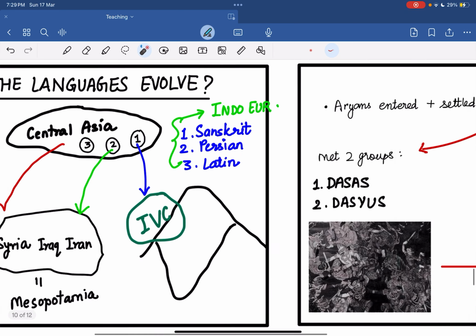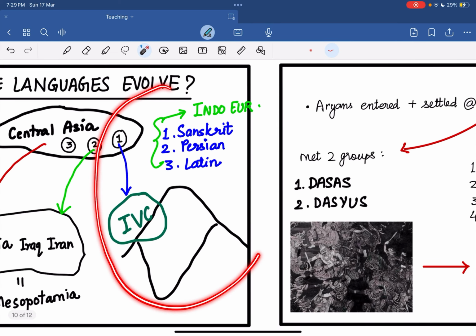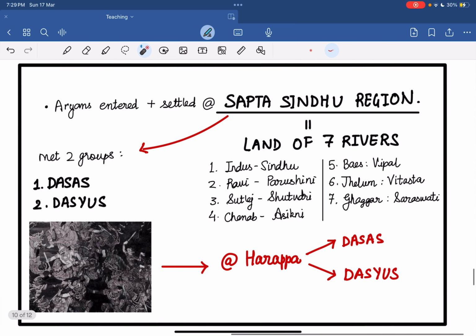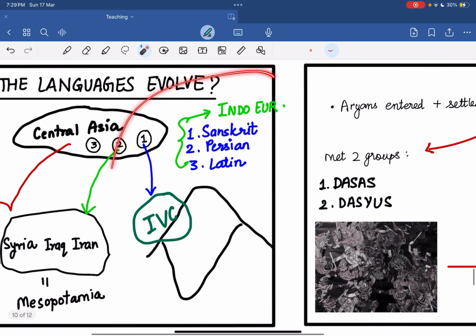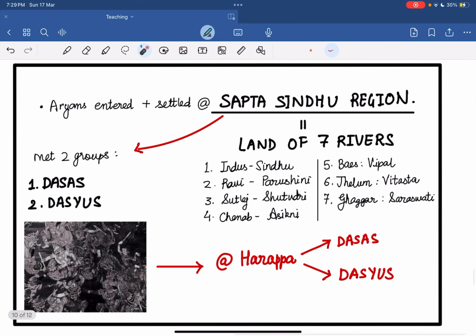Now let's move on to the other section. We'll now zoom into the history of group number 1. So when we talk about group number 1, this is for simplification purpose, but our story revolves around group number 1 now. So we know that Aryans came and settled somewhere. They had to settle somewhere, right? We call it the Sapta Sindhu region. What is Sapta Sindhu region? It is nothing but land of 7 rivers.